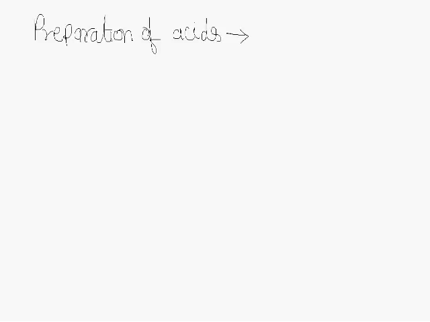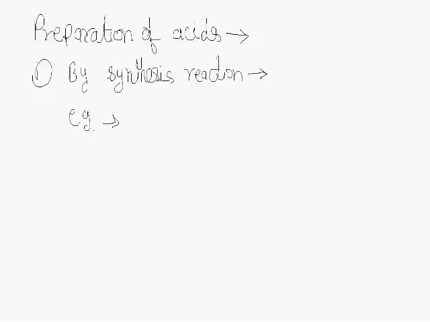Acids can be prepared by the following methods. First method is by synthesis reaction. In this reaction, with the help of two elements, we can prepare any acid. For example, by the reaction of elemental hydrogen plus elemental bromine, that is Br2, we can get hydrobromic acid, that is HBr.